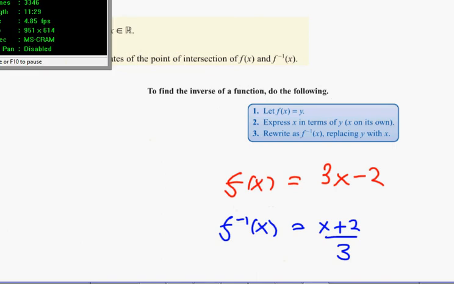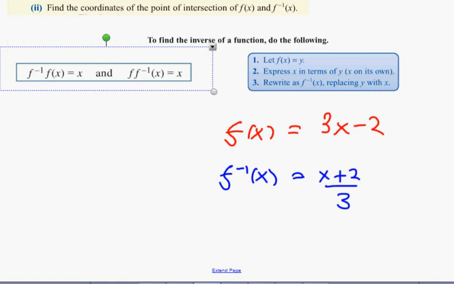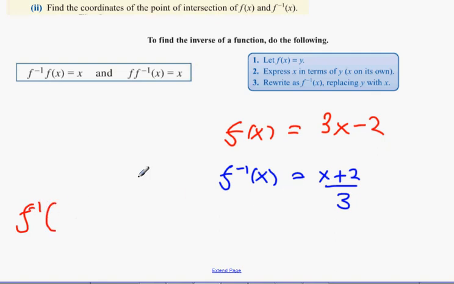Now, back to question 2 for a second. If I was asked to prove that one function is the inverse of the other function, how would you go about doing this? This question means, if I do f inverse of whatever f of x is, so if I do f inverse of 3x minus 2, what should happen is I should get back x. It should always turn out to be x. So if I do f inverse of 3x minus 2, what does that mean? Whatever is in the box is now 3x minus 2.